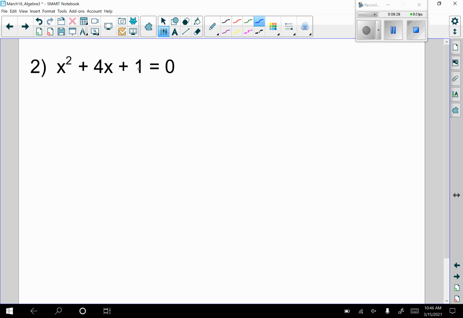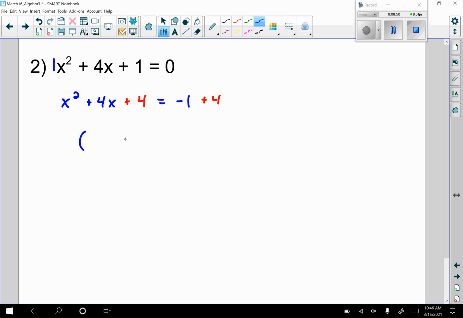So what I want to do is start by taking the 1 to the other side. So again, our leading coefficient is 1, so that's good. I'm going to have x squared plus 4x, leave some space, and then I'll take the negative 1 to the other side. What am I going to add to each side? Half of 4 is 2. 2 squared is 4. So I add 4 to both sides.